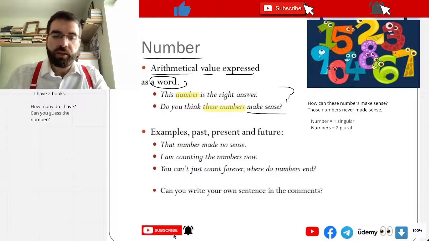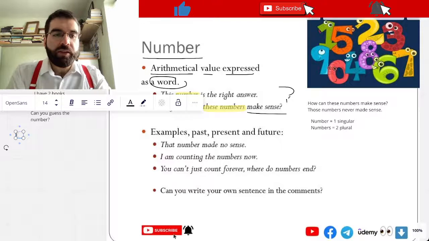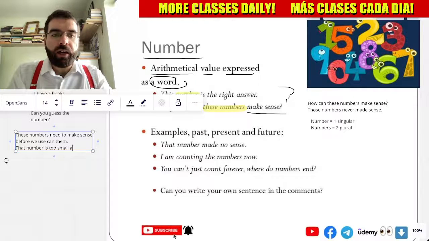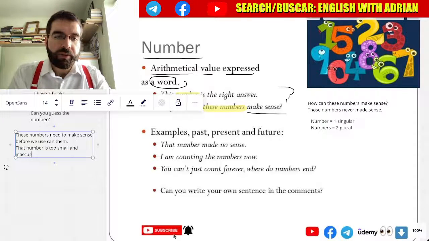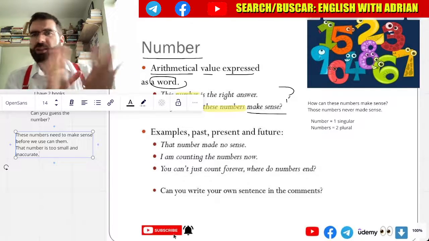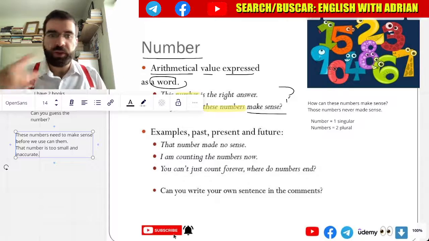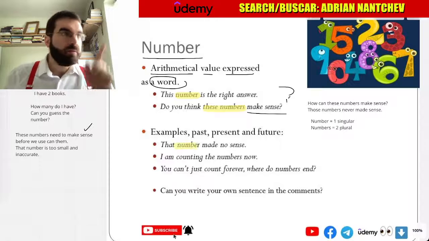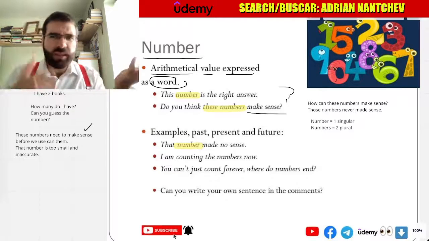These numbers need to make sense before we can use them. That number is too small, and inaccurate. Inaccurate just doesn't make sense. Like, what's this all about? No way, that's not right. So that number made no sense.